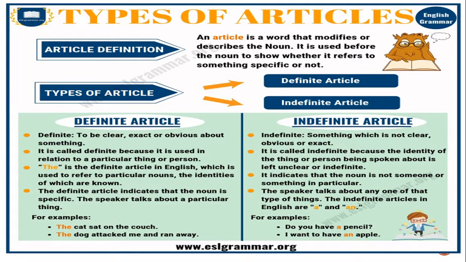Next, indefinite article. The meaning of the word indefinite: something which is not clear, obvious, or exact. It is called indefinite because the identity of the thing or person being spoken about is left unclear. It indicates that the noun is not someone or something in particular. The speaker talks about any one of the type of things. The indefinite articles in English are a and an. Example sentences: do you have a pencil? I want to have an apple.